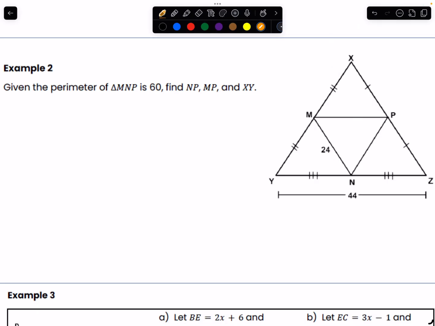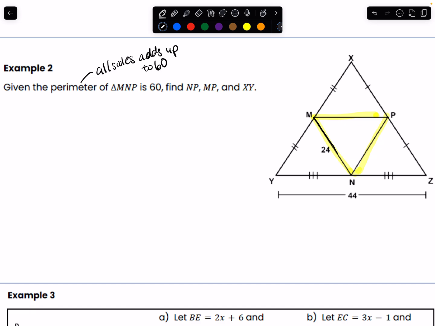Okay, example 2 here says given the perimeter of my triangle YXZ is 60. So now let me take a look. So XYZ is right here. Let me highlight it. Let's say that the perimeter is 60, meaning that all sides add up to 60. Let me label this. All sides add up to 60. And we're trying to find my length measurement of MN, MP, and XY.